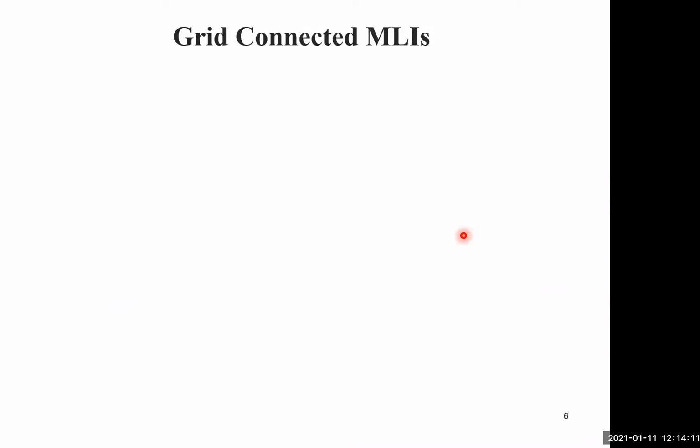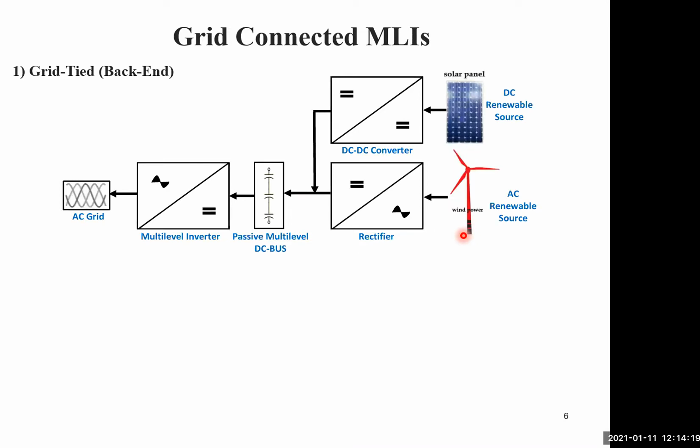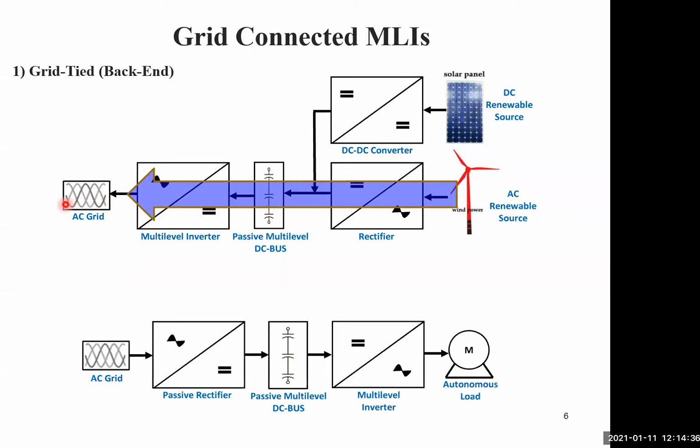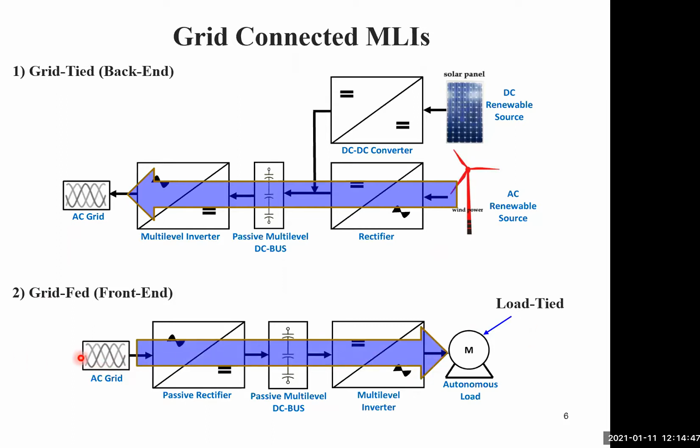Now, when we're talking about multi-level inverters connected to the grid, there are 2 possible scenarios in connecting an MLI to the grid. The first is called grid-tied or back-end connection, such as when you have a renewable energy source, either DC or AC, and you are transferring power from the energy source through the inverter to the grid. You're injecting power into the grid. The second option is called grid-fed or front-end connection, in which you're using the grid to transfer power via the inverter to a tied load. So this power direction is from grid to the load, and the other is the opposite.